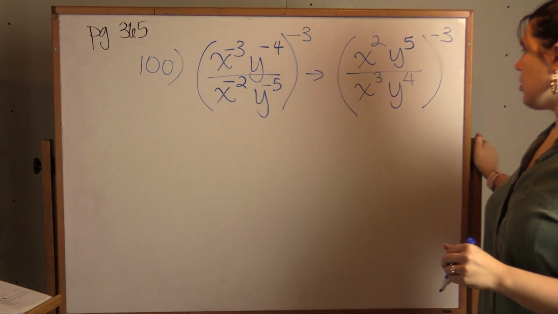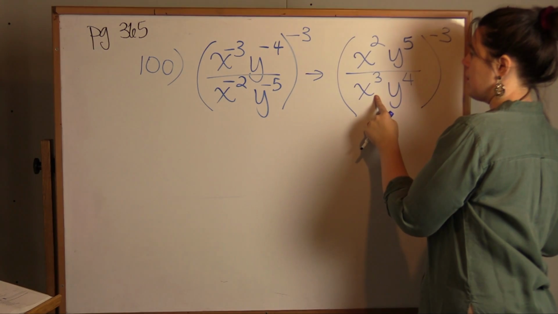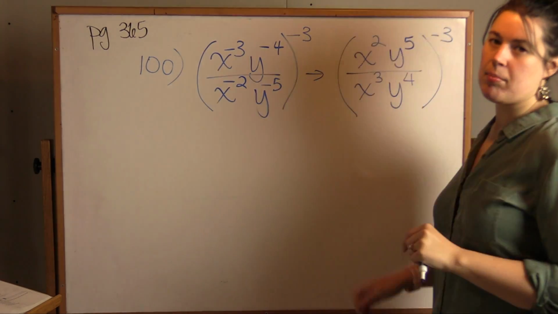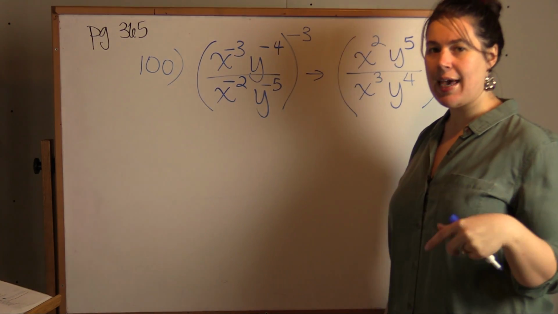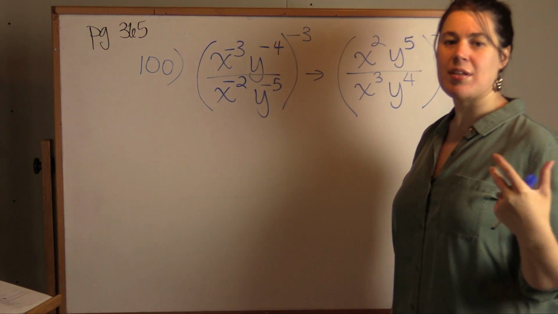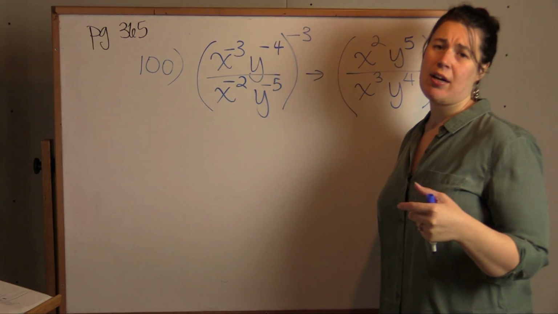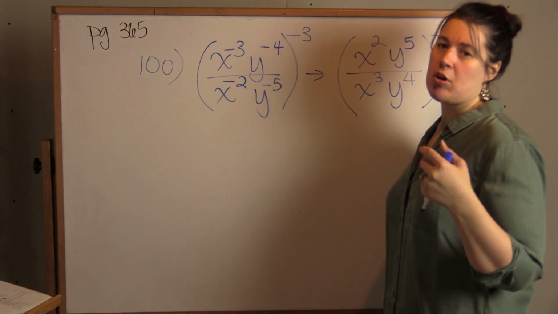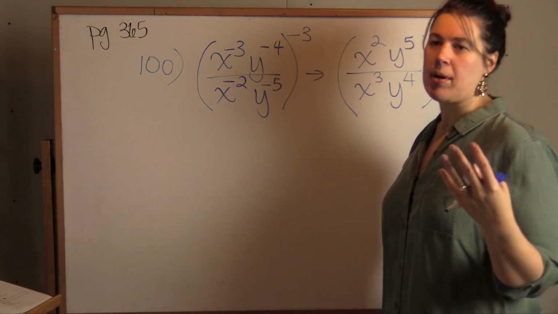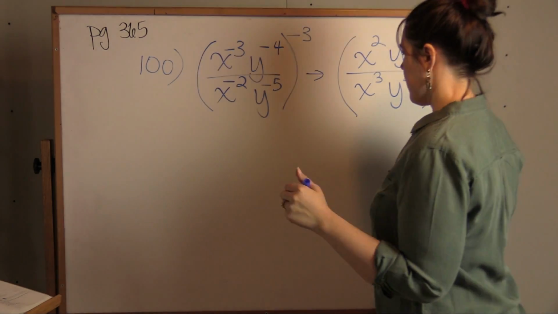Okay, so now what I've noticed is I have x's on the top and the bottom, and y's on the top and the bottom. So that means I can use my division rule, which means I subtract the exponents in order to divide them. Now, what we have to pay attention to here is: is the bigger number starting on the top, or is the bigger number starting on the bottom? And when I say number, I'm talking about the exponent. So let's start with our x's.